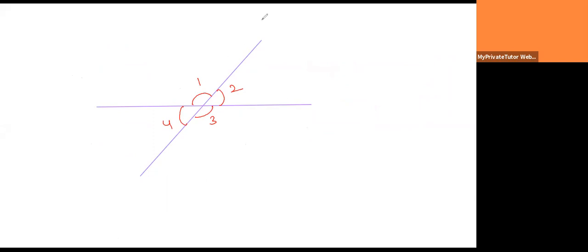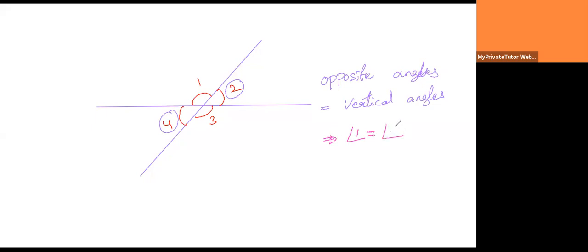And what are opposite angles? Opposite angles are nothing but 2 and 4. Opposite angles are also called vertical angles. Please remember that vertical angles are opposite angles, which means vertical angles are always equal. In any polygon, whatever the case, if you get the word vertical angles or opposite angles, it's always the same, always equal.